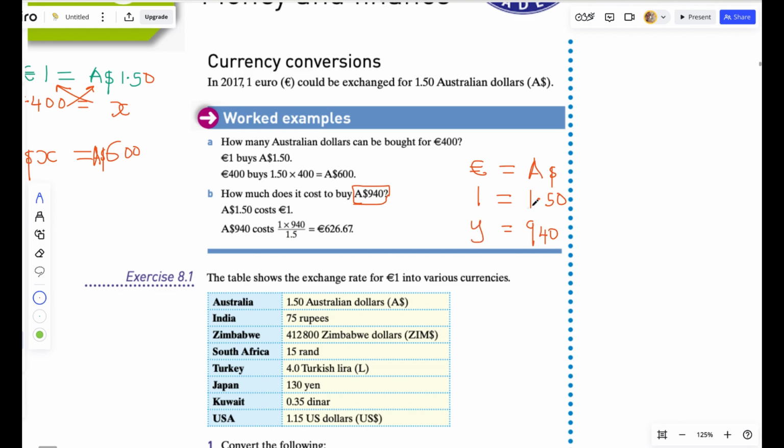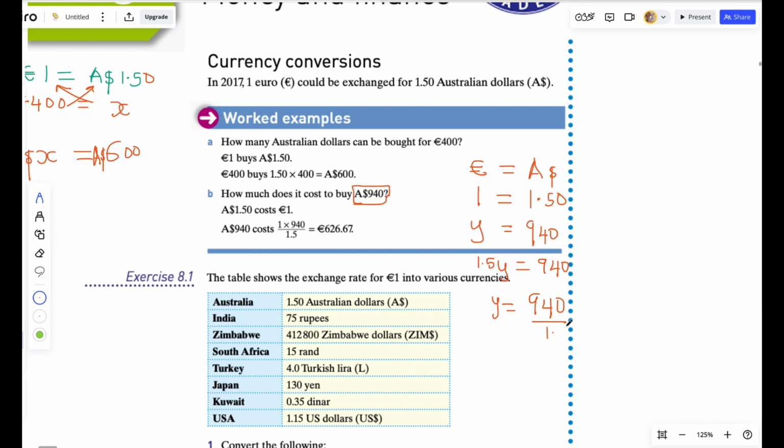So the next thing is to cross multiply as usual. 1 times 1.5 gives 1.5y. If you like, you write the 0, but in math it's the same thing. 1.5y is equal to 940 times 1, which is 940. The next thing is for us to find y. Divide both sides by 1.5, and you get the value of y. So y is equal to 940 divided by 1.5. What do we get? 940 divided by 1.5.